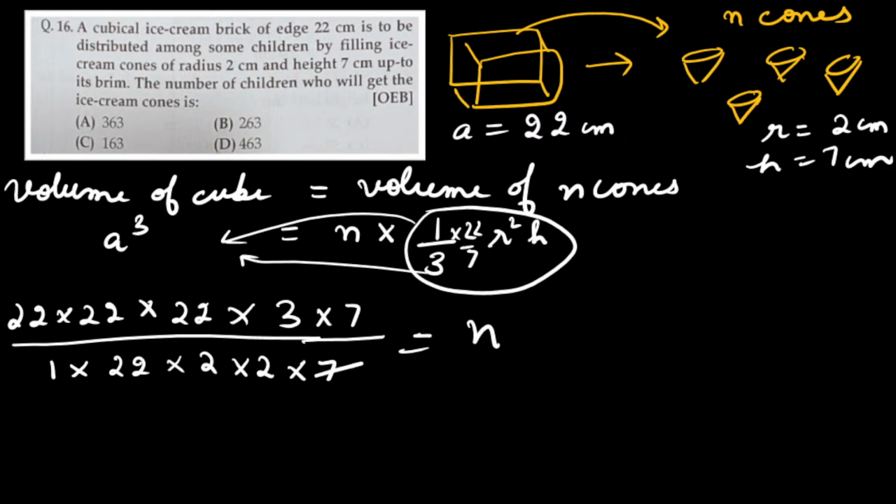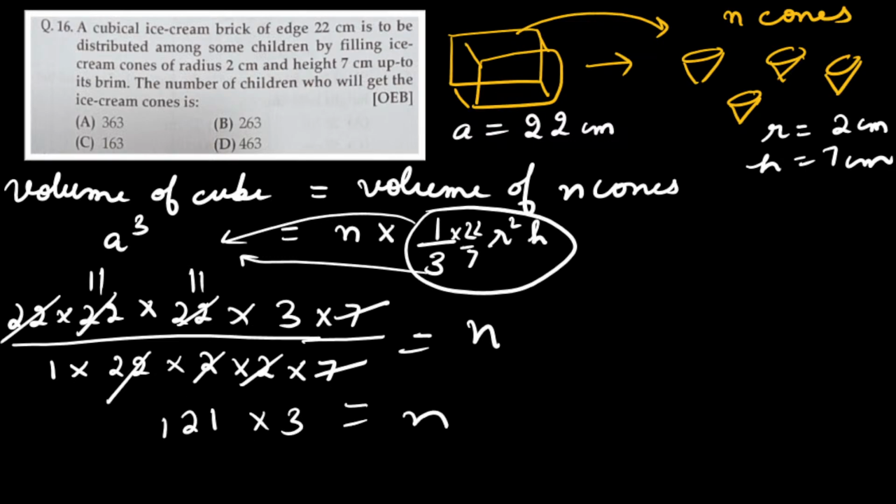Good. Let's check. 7 and 7 will get cancelled. 22 and 22 will get cancelled. Here we can do further cancellation. 2 into 11. So what I am left with: 11 into 11 is 121, into 3, is equal to n. So 363. 363 should be the answer.